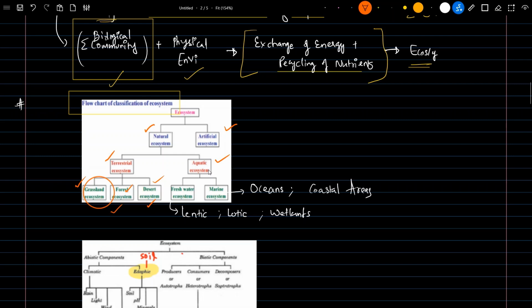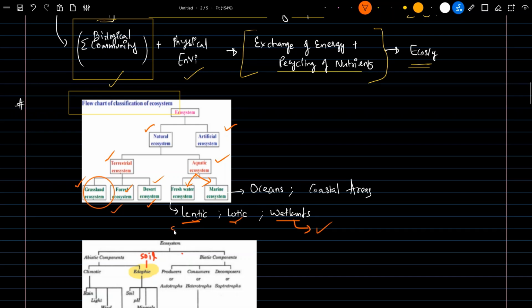Next, coming to aquatic ecosystem, there will be a freshwater ecosystem and there will be a marine water ecosystem. So freshwater ecosystem mainly consists of lentic, lotic, and wetlands. For wetlands, there will be a particular list which will be classified as wetland based upon specific criteria, which we'll be discussing later.